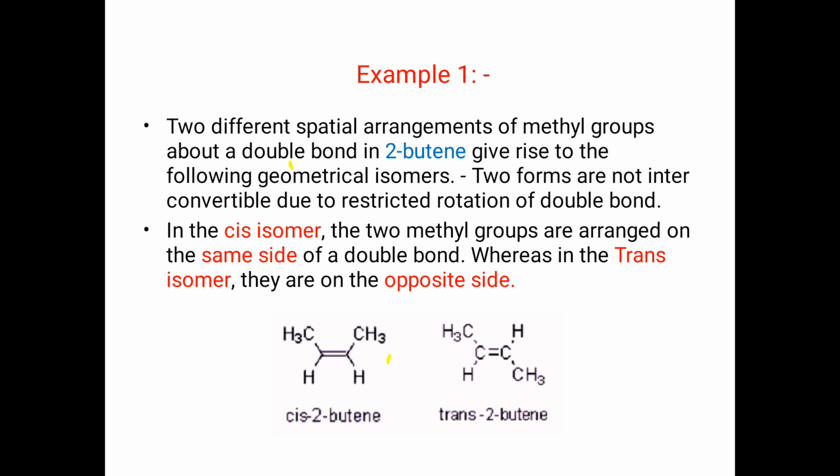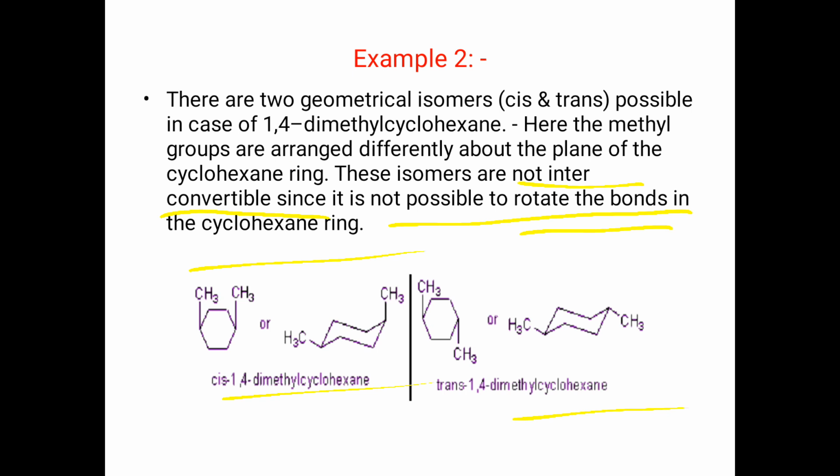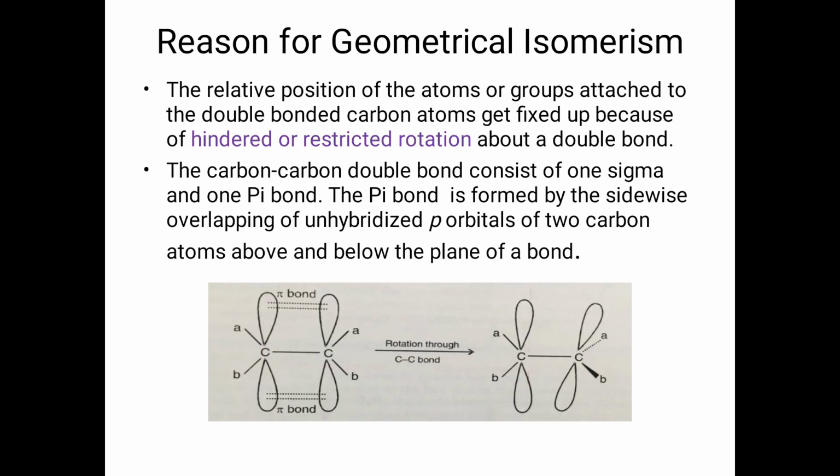These are the two examples: cis-2-butene and trans-2-butene, and also 1,4-dimethylcyclohexane. Next, the reason for geometrical isomerism. What is the reason? The atoms or groups attached to the double bond are fixed because of hindered or restricted rotation about the double bond.